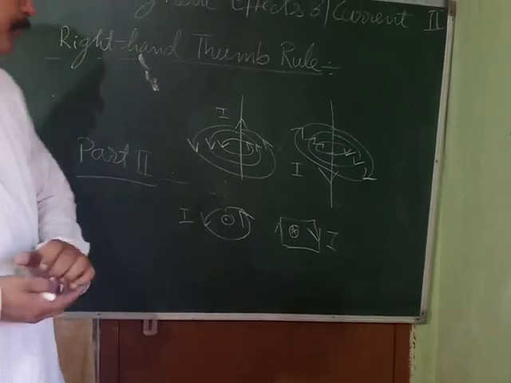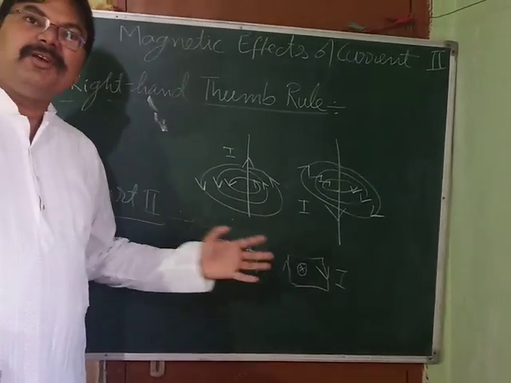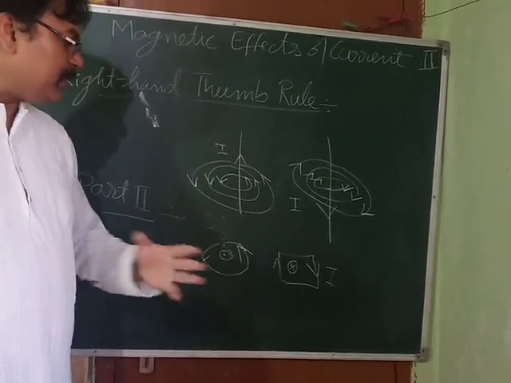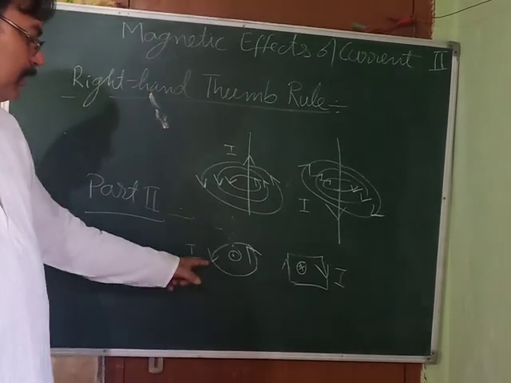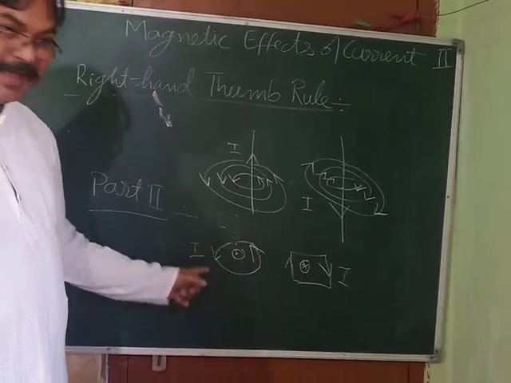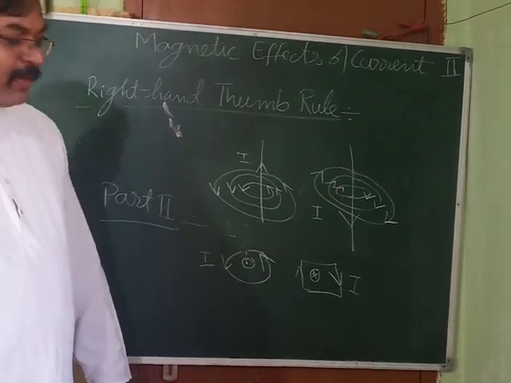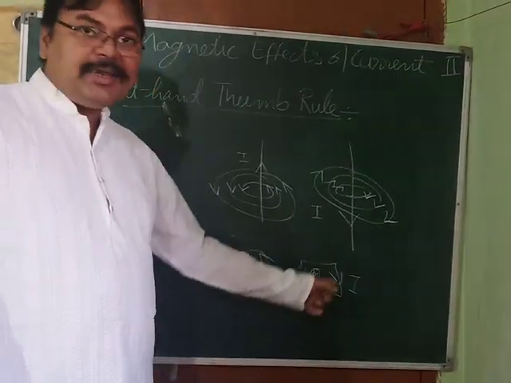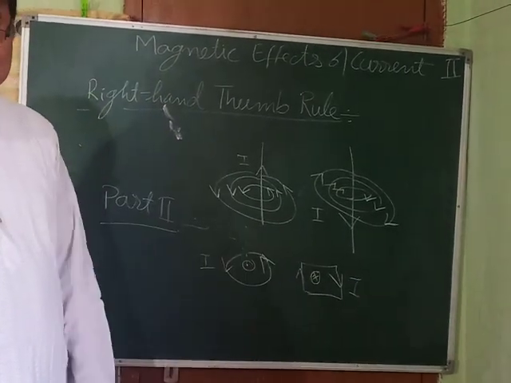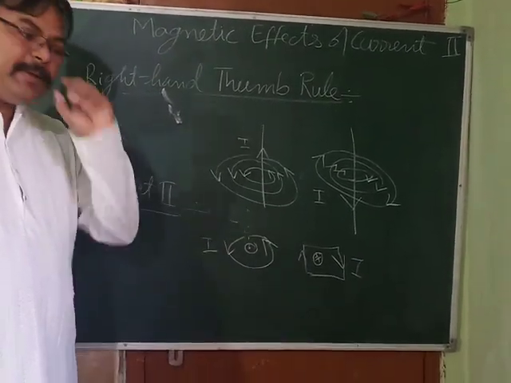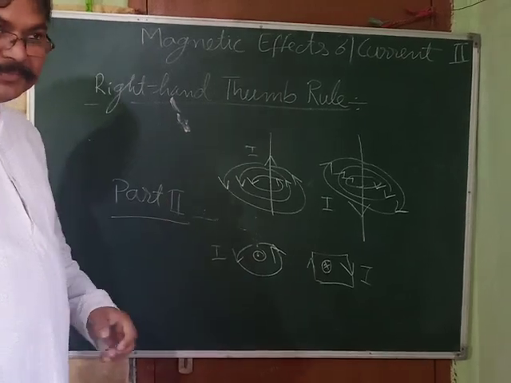What do you find when the magnetic field is outward? When is it away from you? When is it towards you? See here. When the current is in the anti-clockwise direction, then it is towards you. And when it is in the clockwise direction, it is inside the board.